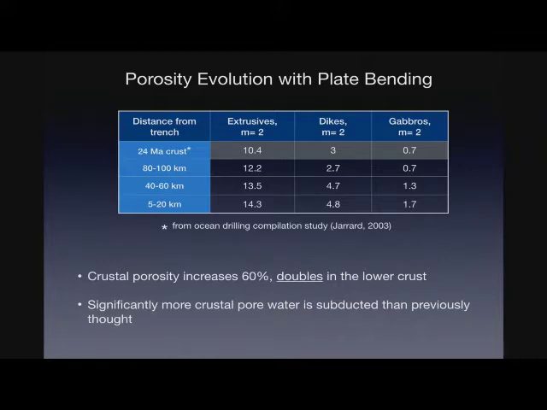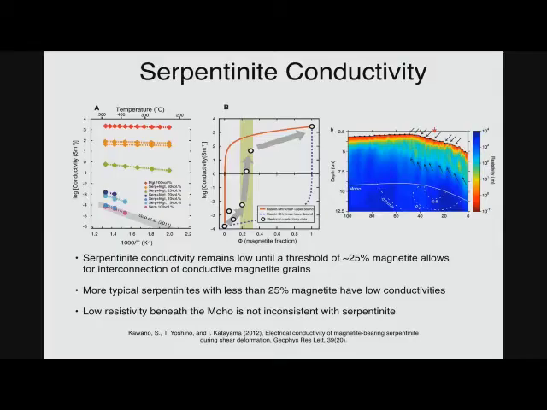There's only a slight increase in the extrusives, but the extrusives are already fairly porous and fractured, so you don't expect a lot of change there. But in the dikes and the gabbros, we can see that the porosity doubles, and even more than doubles in the gabbros as you get close to the trench. So basically, you can say that there's about twice as much water being subducted, at least free water in the crust being subducted, due to the bending fault. So that was sort of a first big result from the CSEM data.